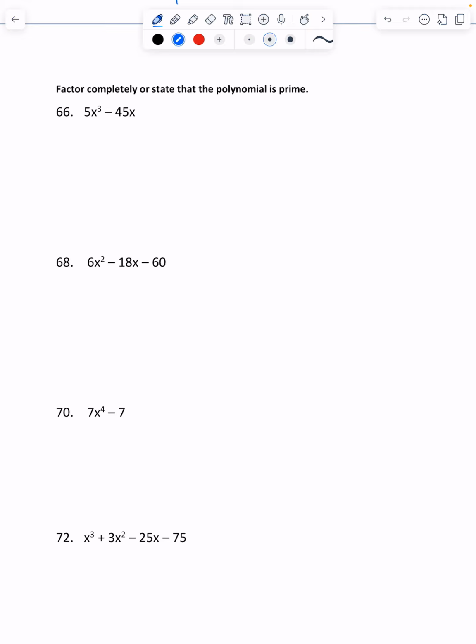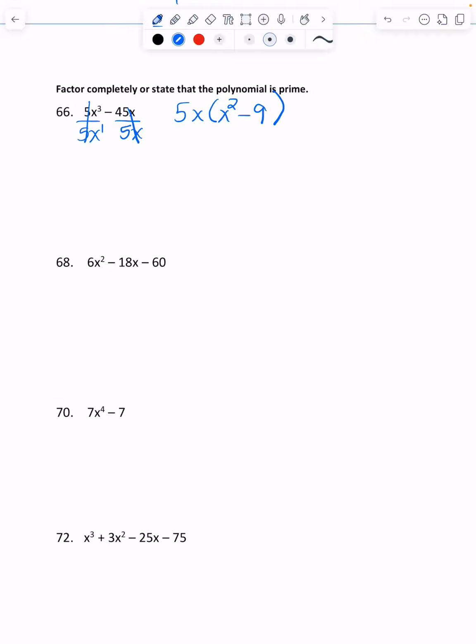Okay, let's see if we can put all the rules of factoring together and factor these completely. Factor completely or state that it is prime. If I look at number 66, I'm first going to see that I can take a GCF out of that problem. The GCF is going to be 5x. So I'm going to divide both terms by 5x. So that cancels out. Remember, I'm subtracting these exponents. 3 minus 1 is x squared. 45 divided by 5 is 9, and the x's cancel out.